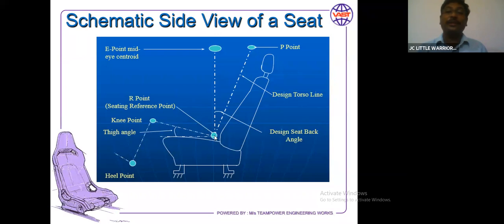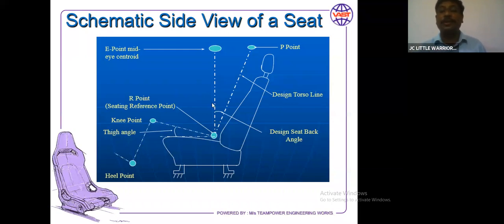With this point, we are going to define all other points like the E point, P point, and knee point. You can see the knee point and the thigh angle here. From the reference point, if you take a vertical and a horizontal, the angle from this horizontal varies from design to design. It depends on the type of car and what kind of person is sitting in it, whether a 50 percentile person or a 95 percentile person. Depending on that, the OEM is going to define the design seat back angle.